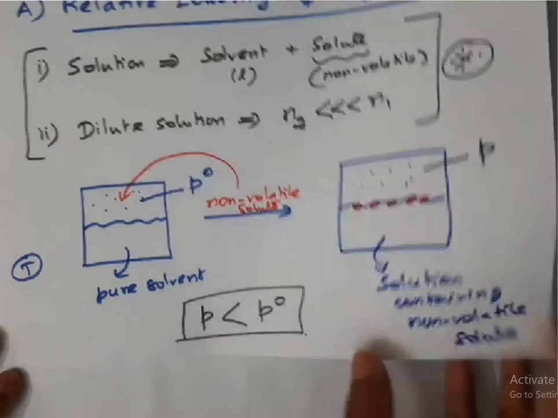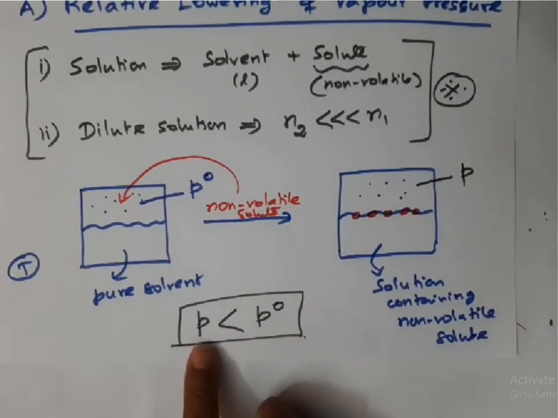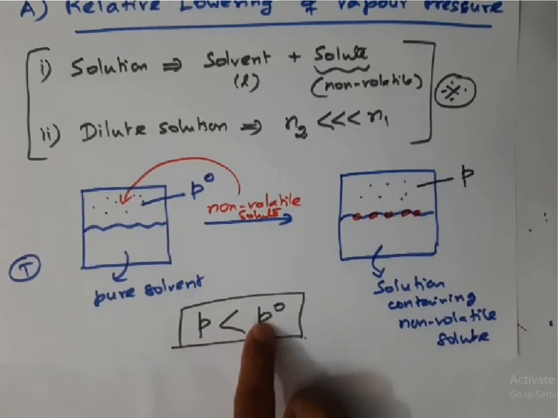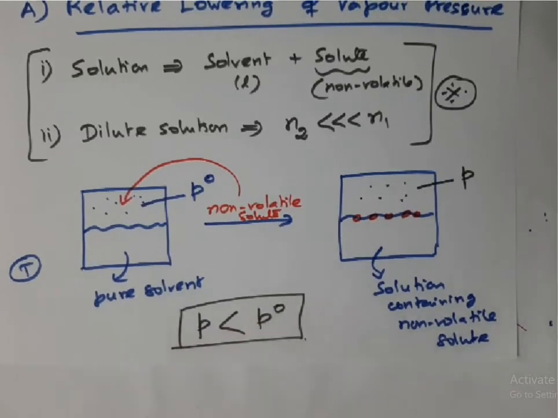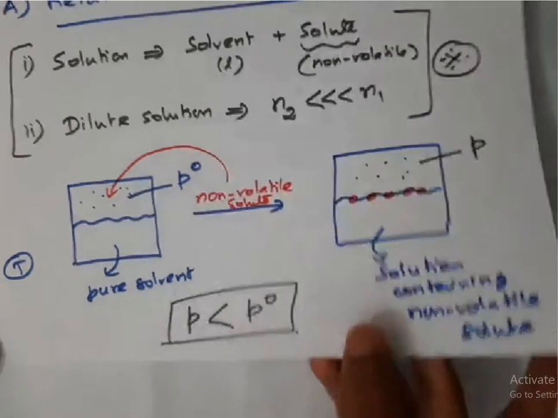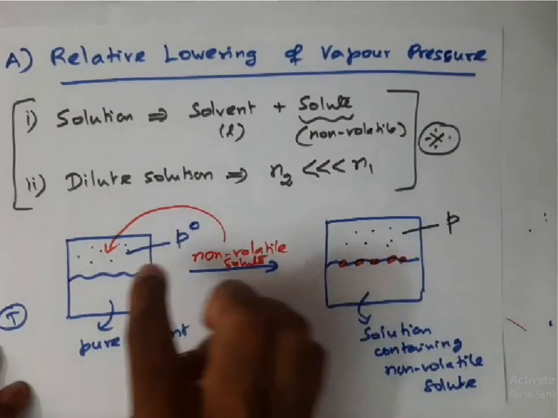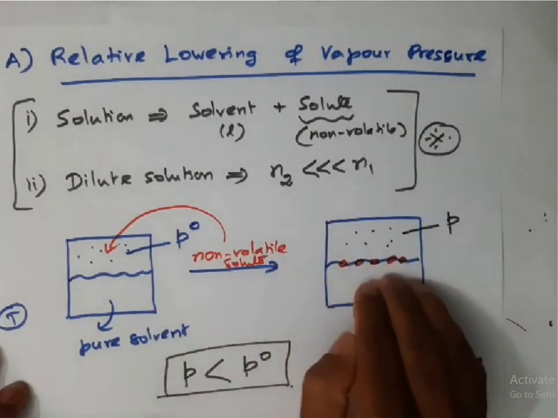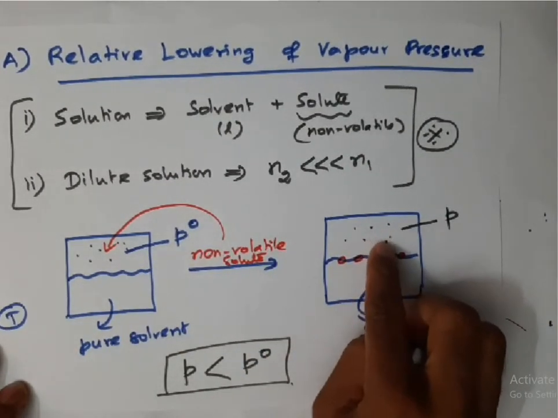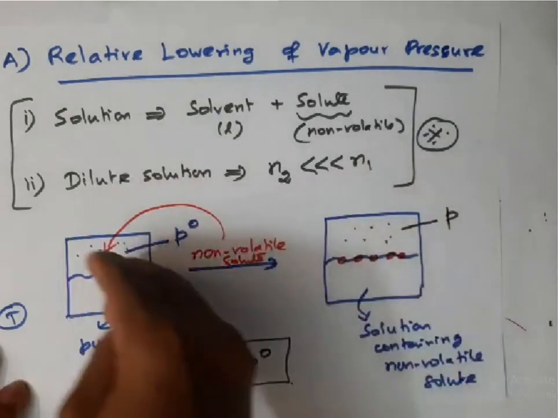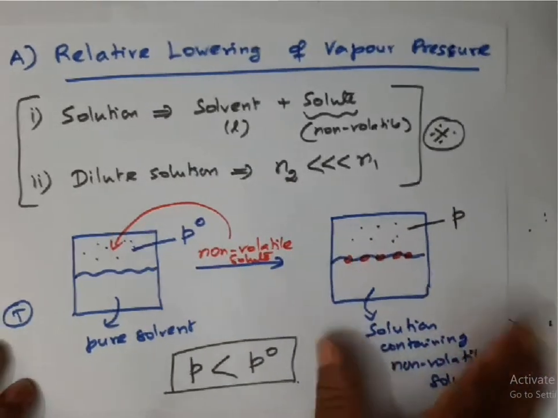Now, students, P means vapor pressure of solution. P naught means vapor pressure of pure solvent. Keep this in mind. Now, what is meant by lowering of vapor pressure? By the addition of non-volatile solute, vapor pressure is lowered. Correct? Vapor pressure of the solution becomes less, right? So, by adding non-volatile solute, vapor pressure is lowered. So, what is lowering of vapor pressure? Let me write here.